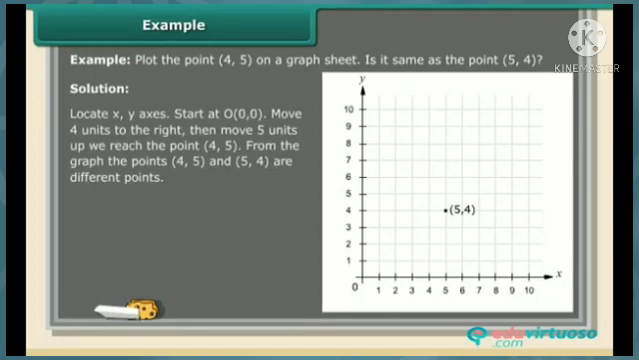We say that the coordinates of the point are (3, 2). Always the first number indicates the x coordinate and the second number indicates the y coordinate. Example. Plot the point (4, 5) on a graph sheet. Is it the same as the point (5, 4)? Solution. Locate the xy axes. Start at O (0, 0). Move 4 units to the right, then move 5 units up. We reach the point (4, 5). From the graph, the points (4, 5) and (5, 4) are different points.